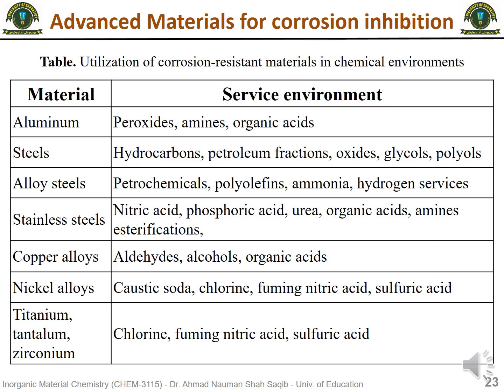In case we are dealing with aldehydes, alcohols and some specific organic acids, we protect the metal surface from corrosion by using some copper alloys. While if we are using very highly concentrated nitric acid, or sulfuric acid, caustic soda, chlorine, we use nickel alloys. Similarly, for different kinds of compounds, for example fuming nitric acid, sulfuric acid or chlorine, we can also use titanium, tantalum or zirconium material on the surface of the metal to protect it from corrosion.